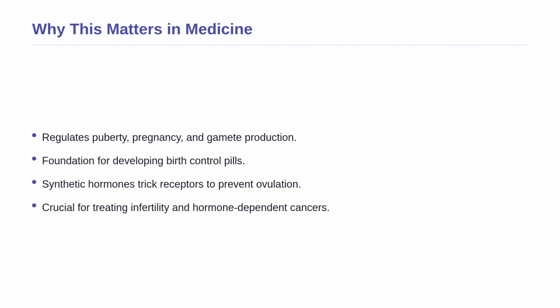Understanding these cellular pathways is not just academic. It is absolutely crucial for modern medicine. Without these precise mechanisms, our bodies could not regulate puberty, maintain a pregnancy, or produce sperm and eggs. In the real world, this knowledge is the foundation for developing birth control pills. These pills use synthetic hormones to trick the body's receptors and prevent ovulation. Furthermore, treating conditions like infertility or hormone-dependent cancers relies entirely on our ability to block or stimulate these specific hormone receptor pathways using targeted drugs.